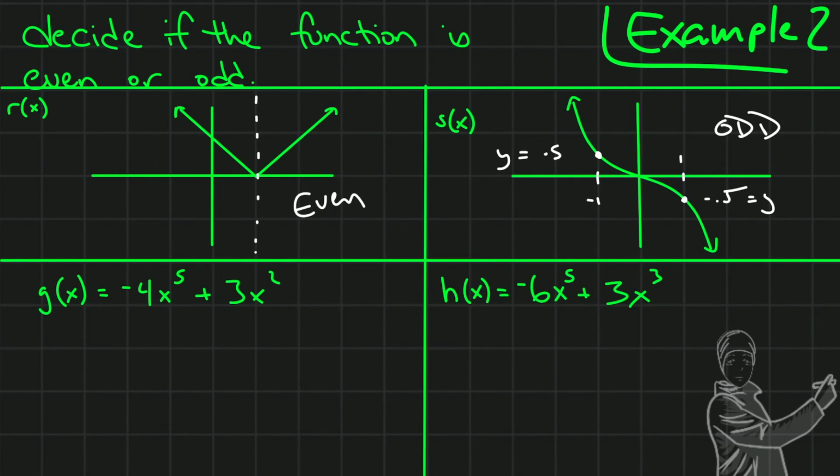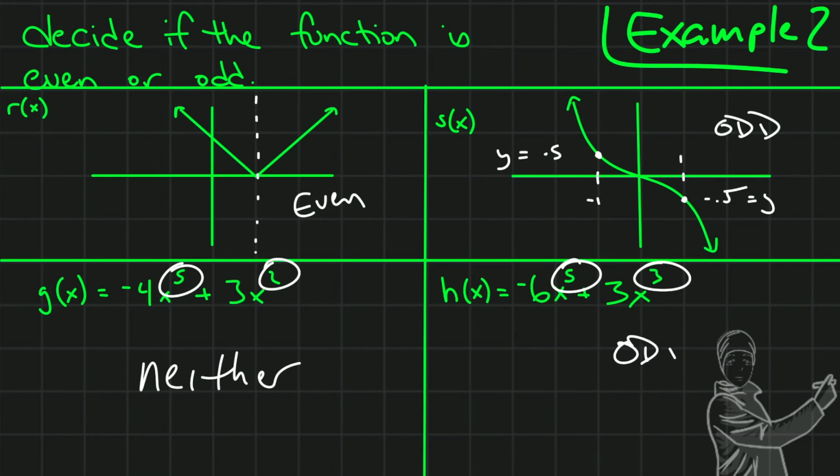Our g of x is going to be -4x to the 5th plus 3x squared. We have an odd and then we also have an even. So that means that we're dealing with neither. And then for our h of x, we have -6x to the 5th plus 3x to the 3rd. Both of those are odd, so we're dealing with an odd function. And that's it for our example number 2.